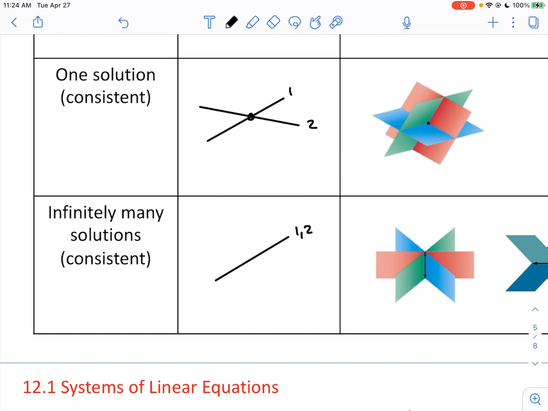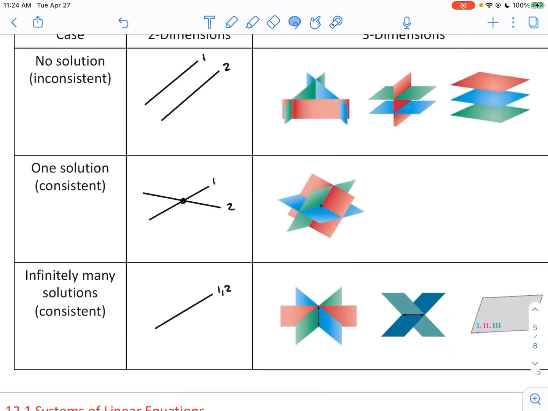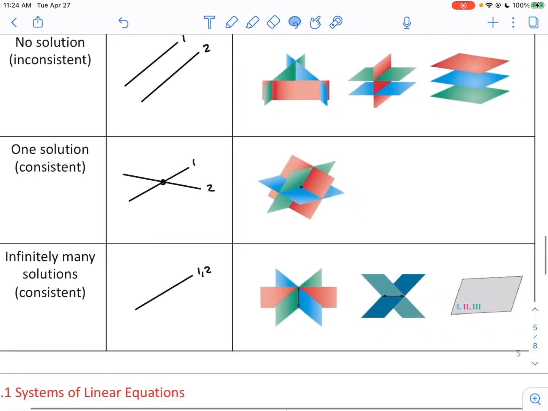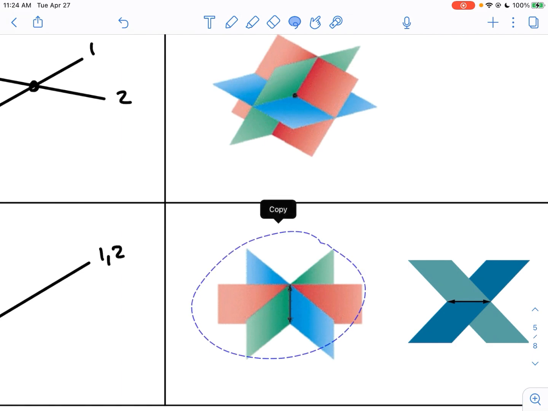And then the other possibility is that you have two lines and they're the same line. So this is 1 and 2. And in the three-dimensional case, you could have infinitely many solutions in a variety of ways. Like in this case here, all three planes do intersect along a line. So you'd want to describe all those points of intersection somehow.